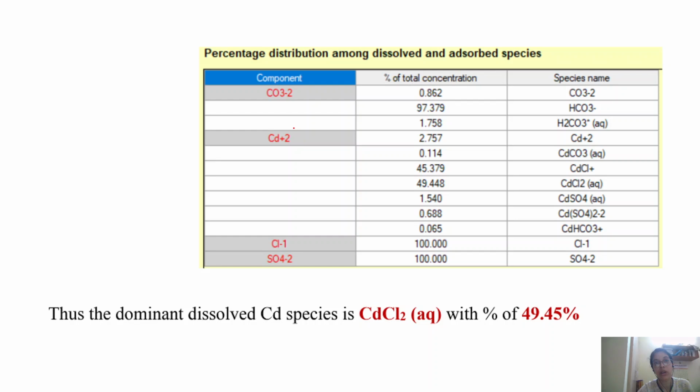So this is what we got, the species distribution. As we can see, we're talking about cadmium, right? So we will see this column only and leave every other column. The dominant species is CdCl2. The other dominant species is CdCl plus. So this is the first and this is the second. The rest are very less.